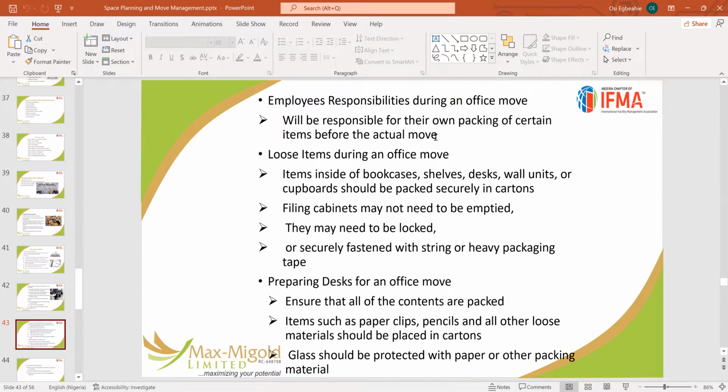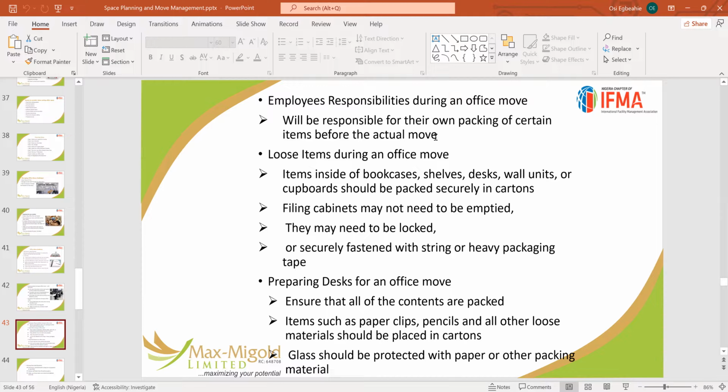Do not pack for anybody, whether the person is your friend or not. If you have a top executive, ensure that their PA does the packing for them, to ensure that things don't go missing. Once they are done, you seal the cartons and write their names on them, so that by the time you move from the old office to the new office, nobody touches the cartons. They only move the cartons, and the contents remain the way they are. Let them pack their stuff themselves, seal it themselves, and write their names themselves.